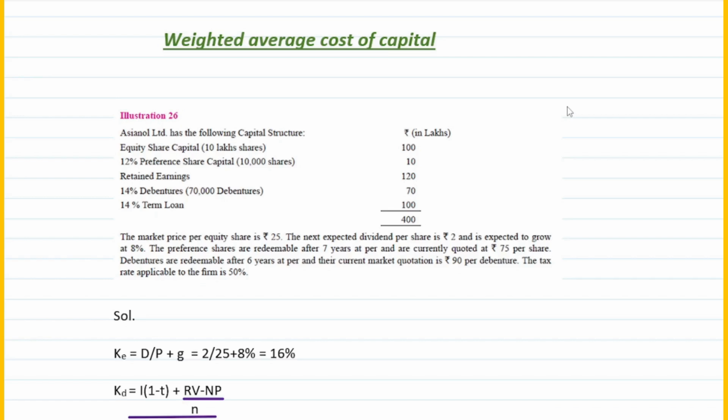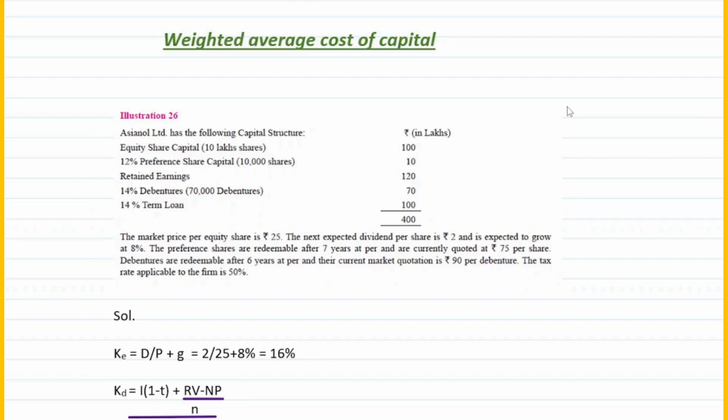Further, the information related to the market price of equity is given, the next expected dividend per share is given and the growth percentage is given. With regards to the preference shares, the number of years is 7 and the current market price is 75, which is your NP. And with regards to debentures, the number of years is 6, current market quotation is 90 and the tax rate is given.